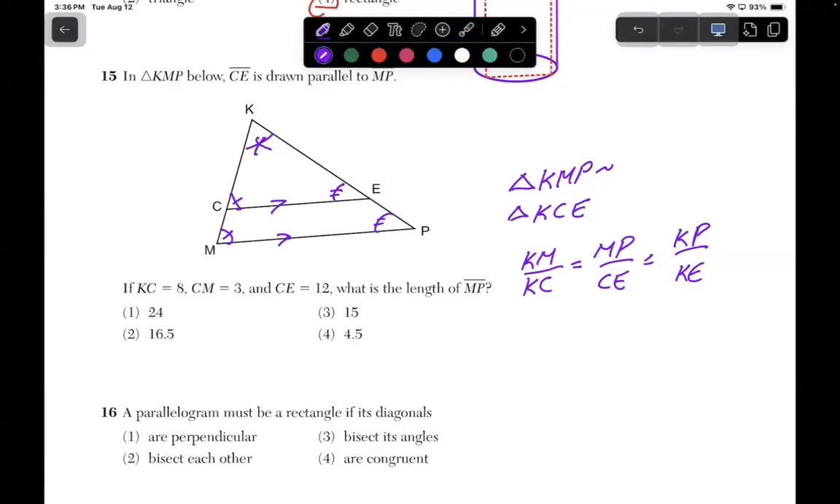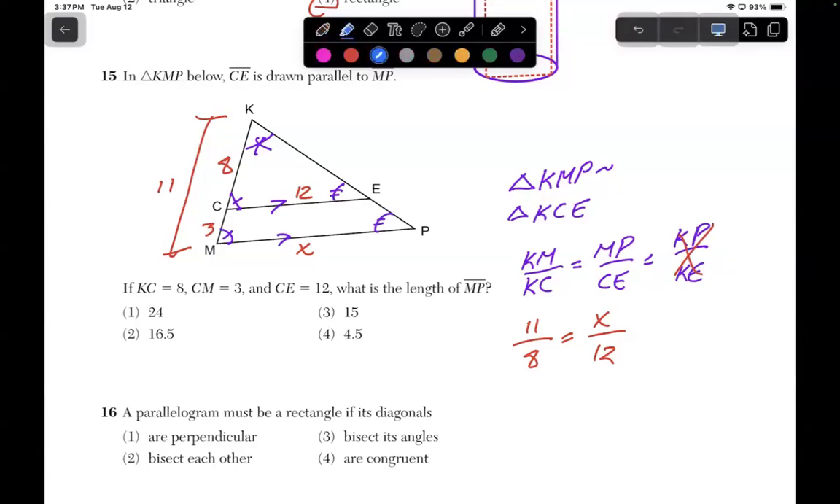So KC is 8, CM is 3. So that means that this whole distance is 11, 8 plus 3. And they told me that CE is 12. And what is the length of MP? So let's go ahead and plug everything in. So KM is 11, KC is 8, MP is x, and CE is 12. I don't need this. That's not part of the problem.